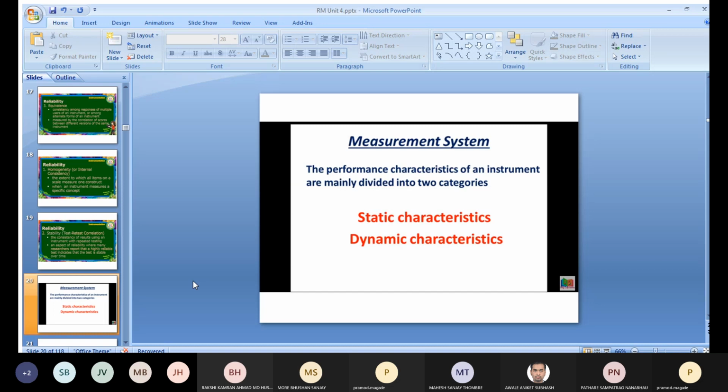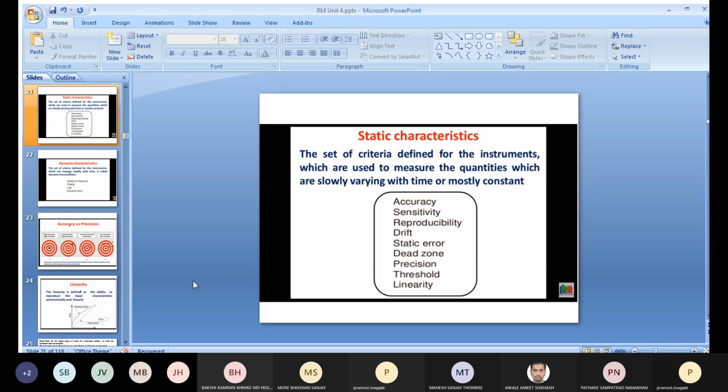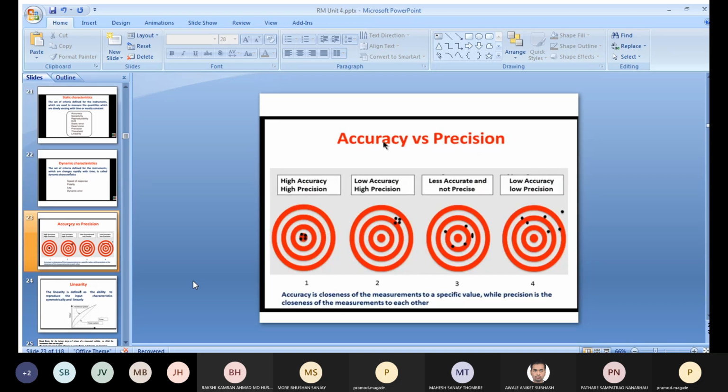As I told you, static means the set of criteria which can be defined by the instrument for measuring the quantity, or the parameters or readings, which are slowly varying with respect to time. Under that criteria, we have seen the accuracy, sensitivity, reproducibility, drift, static error, dead zone, precision, threshold, and linearity. One by one, we have discussed the things, as like this will be the accuracy and precision.